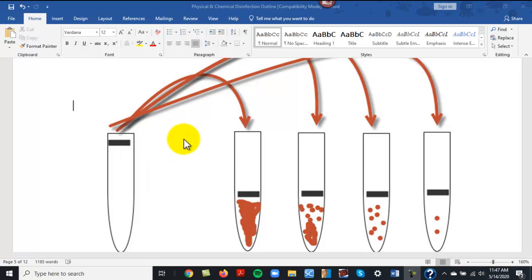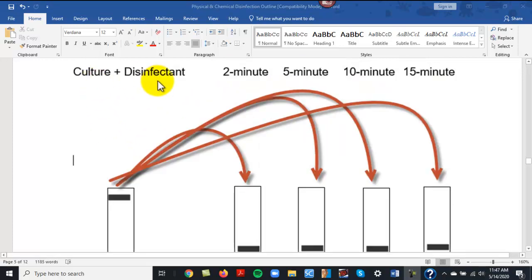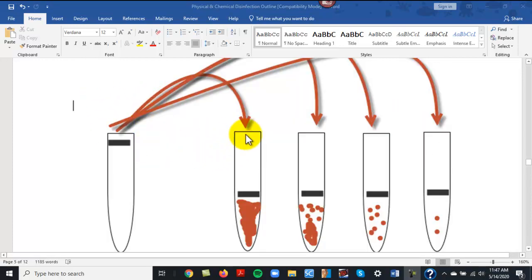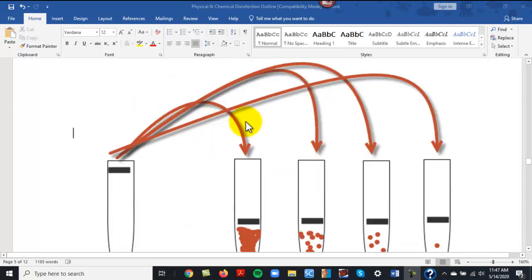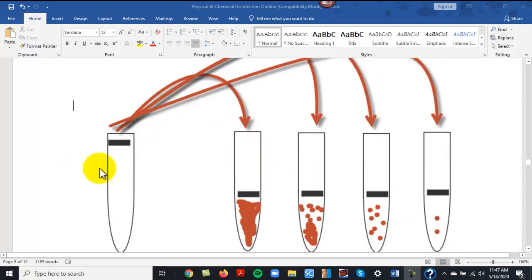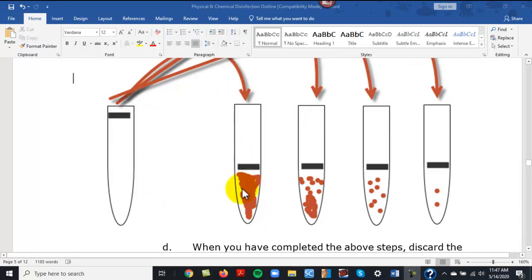At 2 minutes, you would take a couple of loopfuls out of this culture plus disinfectant, and you would transfer that to a sterile broth, and you would label that broth as a 2 minute. That broth represents you're getting cells that have sat with the disinfectant for 2 minutes. And you're going to put it in there. What I tried to draw here was some sort of growth, to give you an idea if there's any growth at all. But you would put it in there, and then you're going to wait.